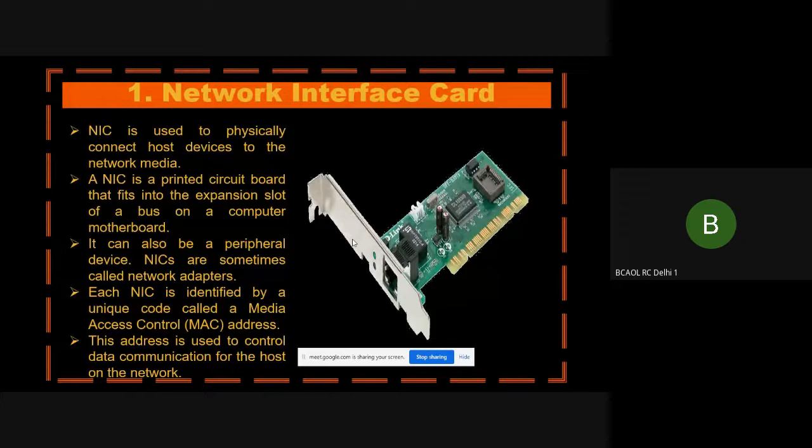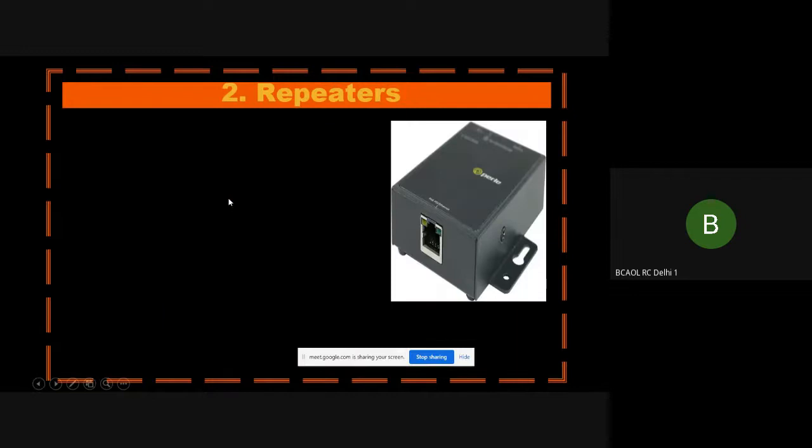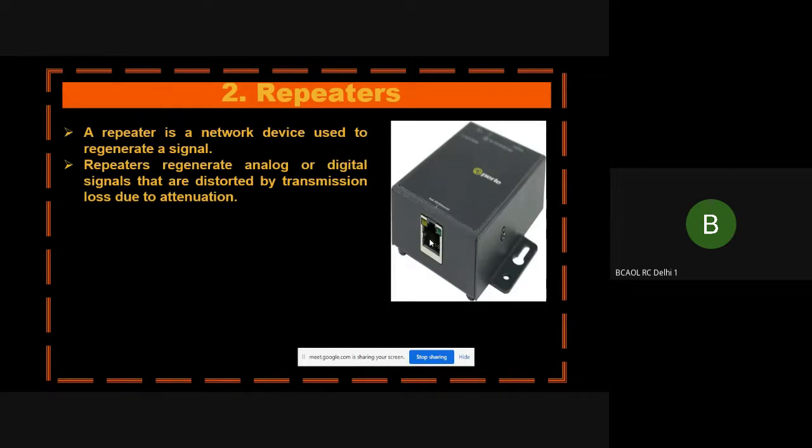Then when we talk about this, this is your repeater. This is also a kind of LAN cable connector. A repeater is a network device used to regenerate a signal. If your signal strength goes low or deteriorates, or some problem is there in the signal, then to make the signal strong again, you regenerate the signal.